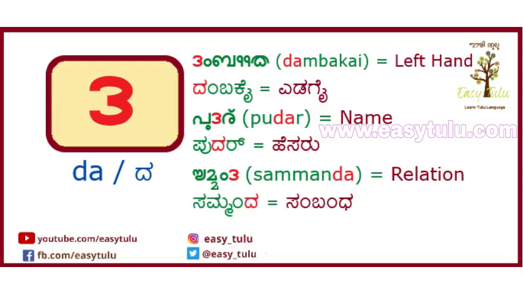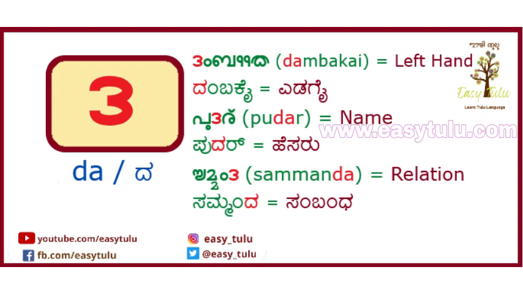Next one is da. Da. Examples: Dambakai. Dambakai means left hand, edagai in Kannada. Pudaru. Pudaru means name, hesaru in Kannada.